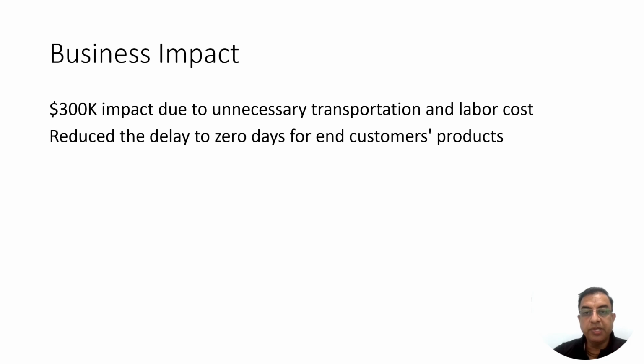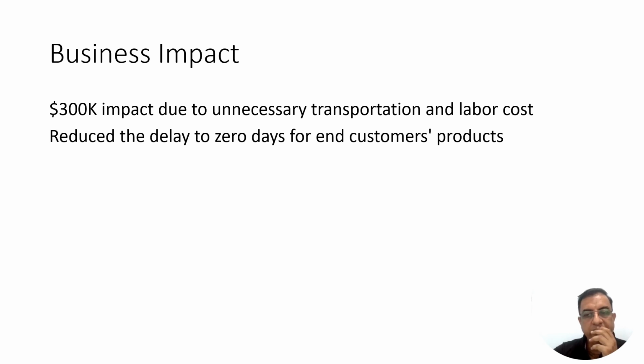When the solutions were implemented, the project was enhanced. The overall accuracy got to 99.9%. I will show you that in a second in the form of a control chart. So they avoided losses of $300K. It was happening due to unnecessary transportation and labor cost. The team was also able to reduce the delay to 0 days for end customers' products, which they were shipping late earlier. So that is how the overall impact got created.